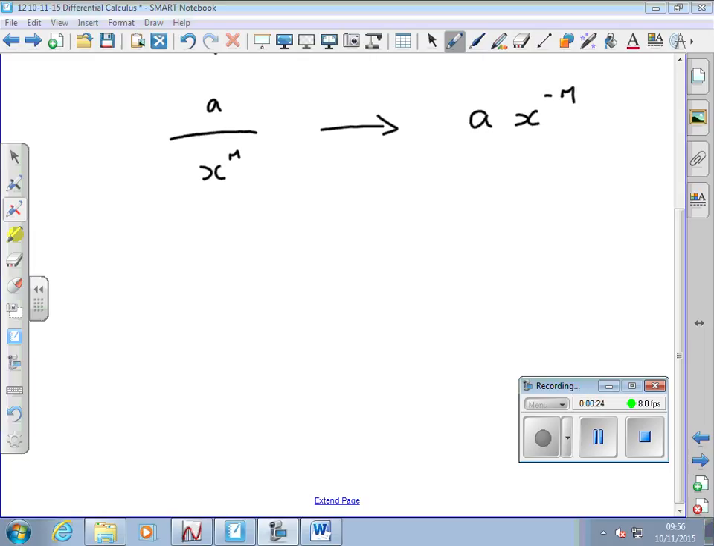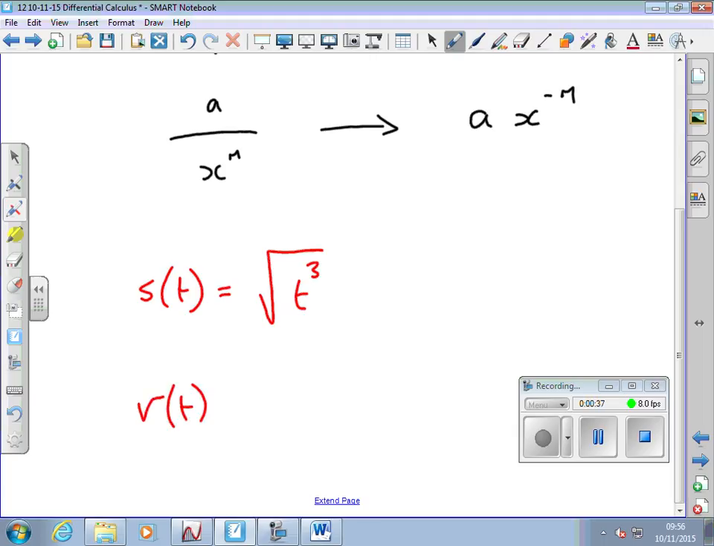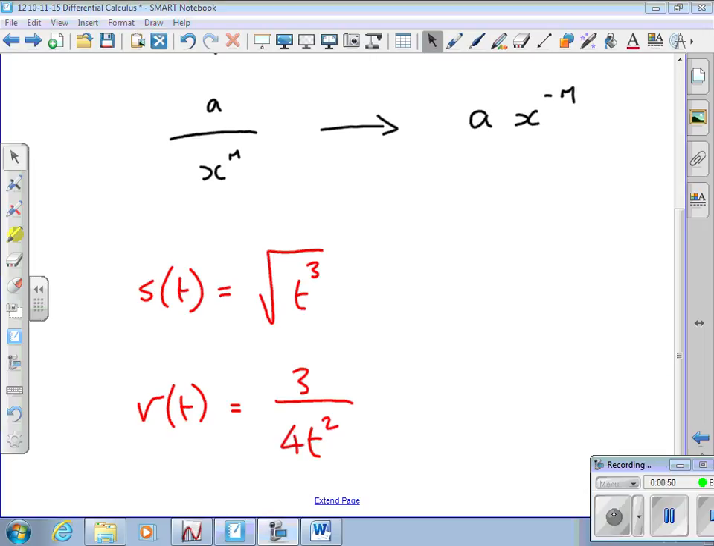Say I wanted to differentiate s(t) equals the square root of t cubed, and I've got, say, V(t), instantaneous voltage, equals 3 over 4t squared. I want to differentiate those two. The first thing I do is rewrite these two. I'm not differentiating yet. s(t) is still equal to this, but I rewrite it in power form.